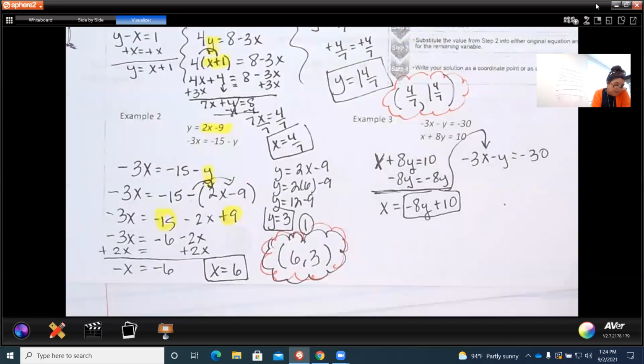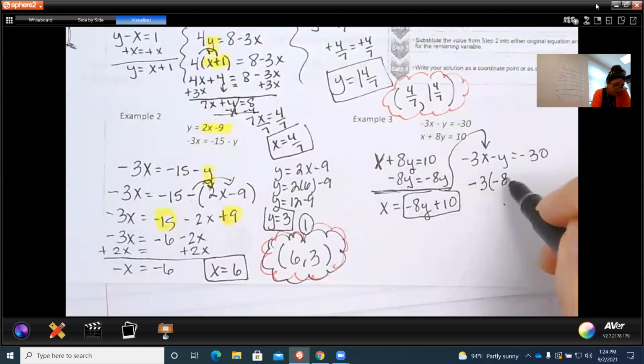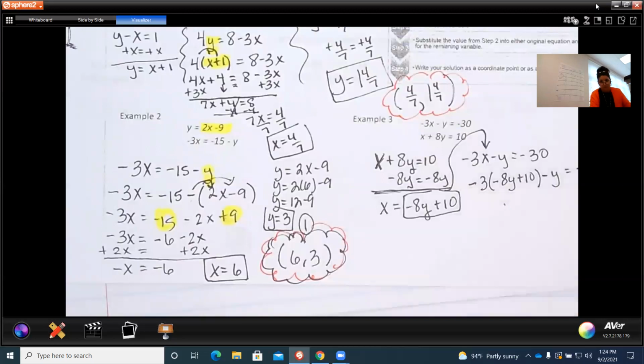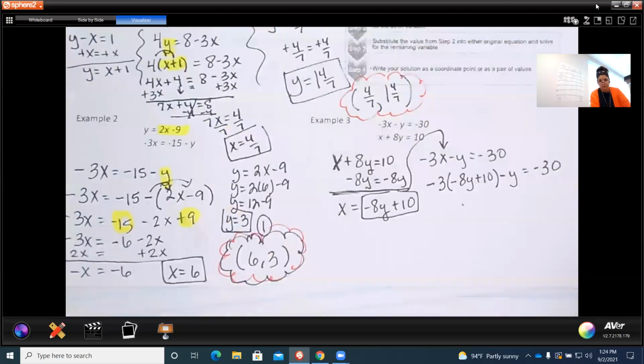And I'm definitely going to have to use parentheses because x is now 2 terms. And so I got to make sure I distribute appropriately. Coolio? Now what? Distribute.